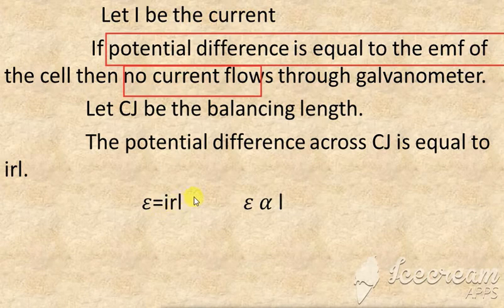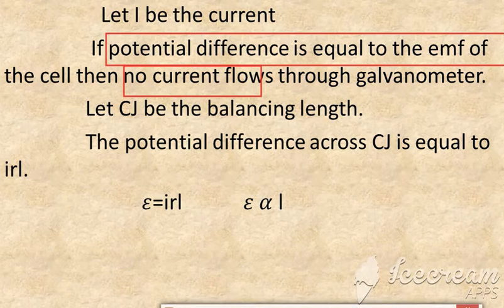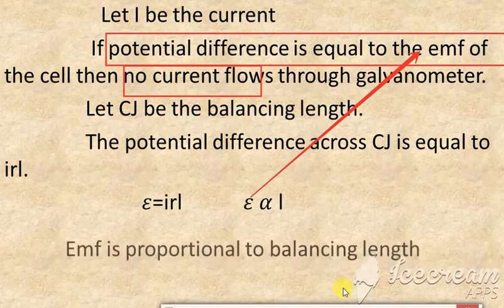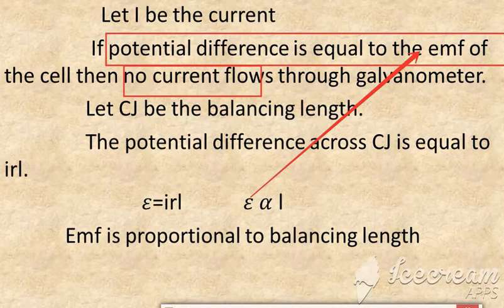Now I and R are constants, so we can write this as E proportional to L, where E is said to be the EMF, as I said first, and L is said to be the balancing length. So we can say that the EMF is directly proportional to the balancing length.